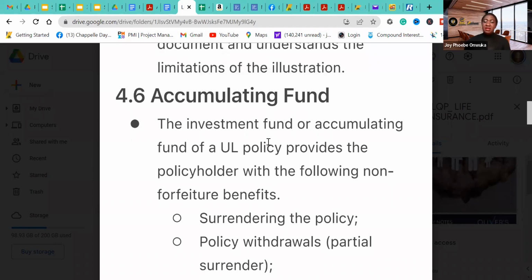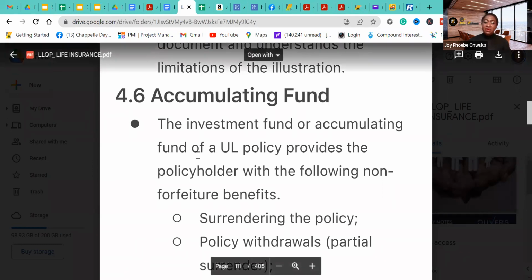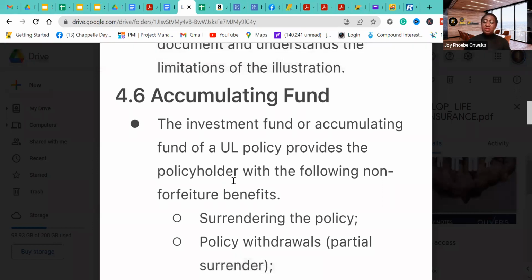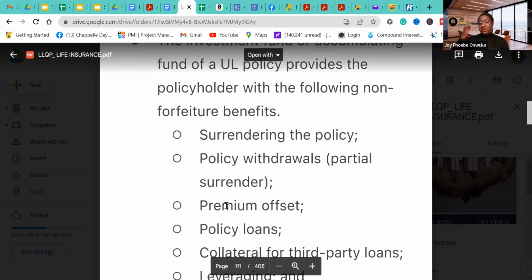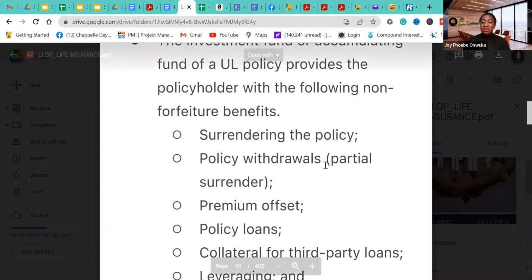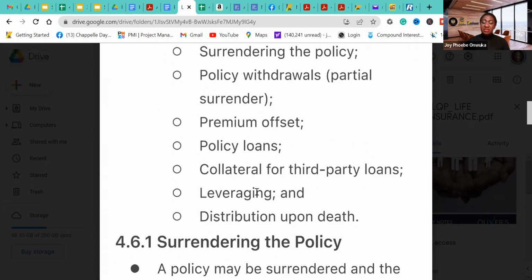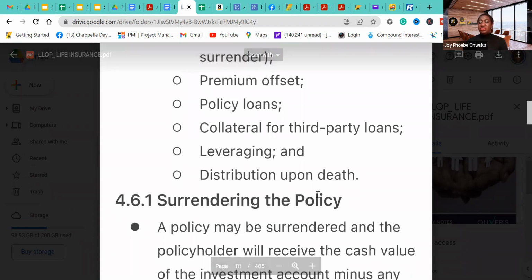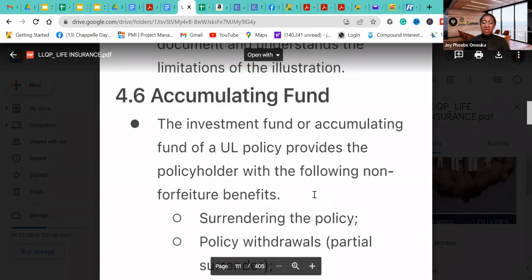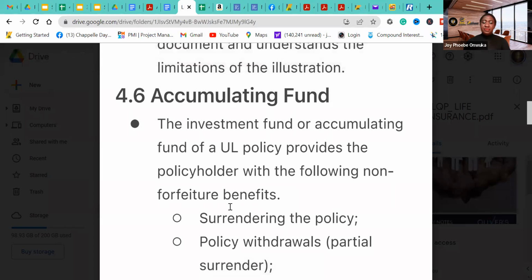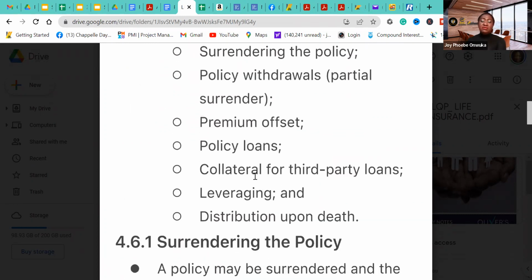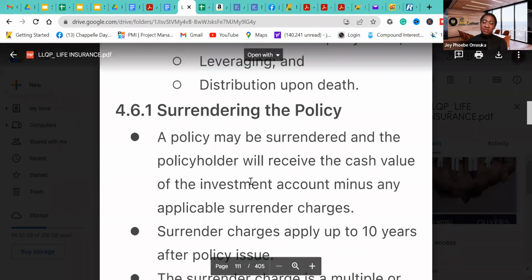Accumulating funds. The investment funds or accumulating funds of a UL policy provide the policyholder with the following non-forfeiture benefits: surrendering the policy, policy withdrawal, which is partial surrender, premium offset, policy loan, collateral for third-party loans, leveraging, and distribution upon death. All these are non-forfeiture benefits that are available to the policyholder.